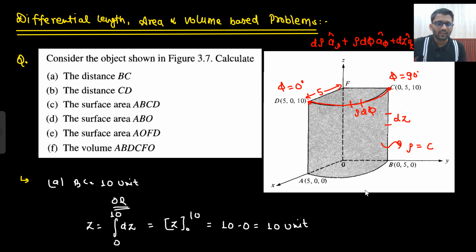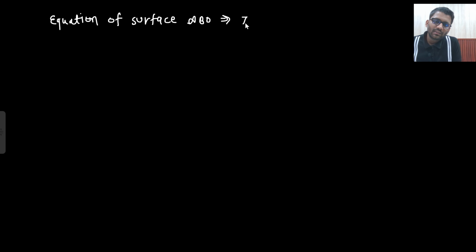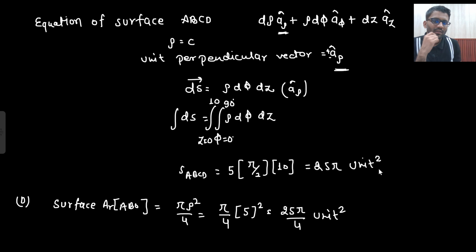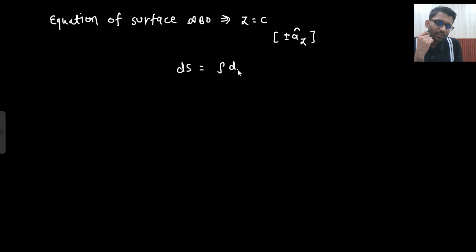Now here I got to know what is changing. z is constant. So the equation of surface ABO is z equals constant. The unit perpendicular vector is plus minus az cap. So what will be my dS? Only the magnitude I am writing. Forget about dz, these two will come: ρ dρ dφ.